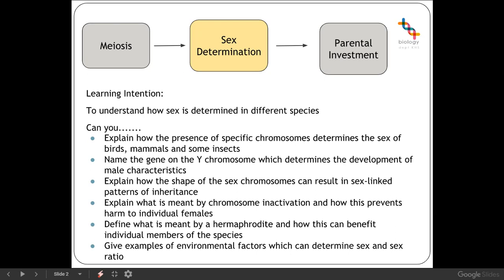Explain how the shape of the sex chromosomes can result in sex-linked patterns of inheritance. Explain what is meant by chromosome inactivation and how this prevents harm to individual females. Define what is meant by a hermaphrodite and how this can benefit individual members of the species. And give examples of environmental factors which can determine sex or sex ratio.